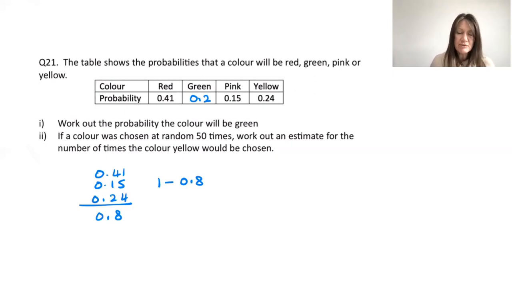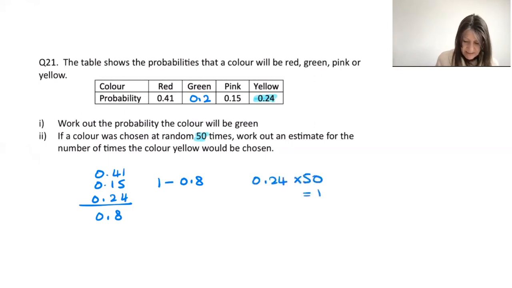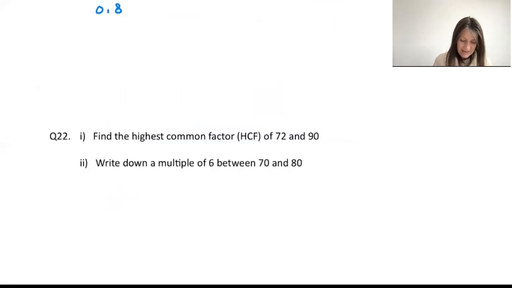Now, if a colour was chosen at random 50 times, work out an estimate for the number of times the colour yellow would be chosen. So I'm really only interested in the probability of yellow and the fact that it is 50 times. So it's 0.24 times through by 50, and the answer for that is 12. So hopefully that went well. And there is your next question. Hit pause and press play when you're ready.